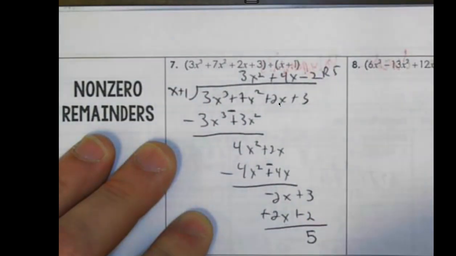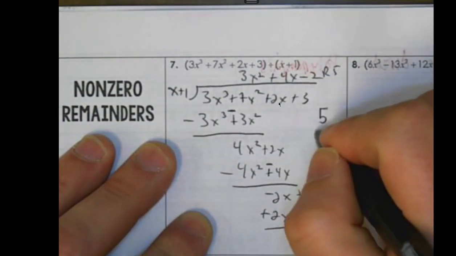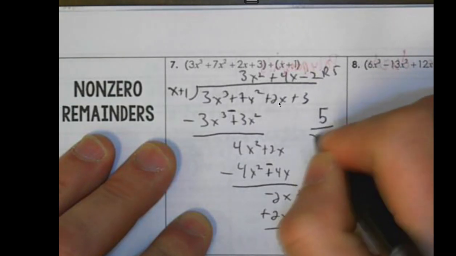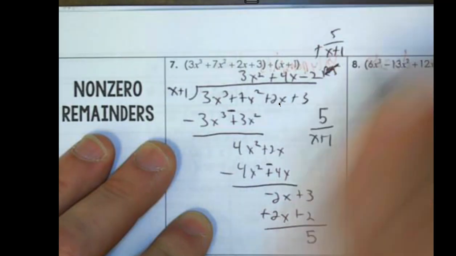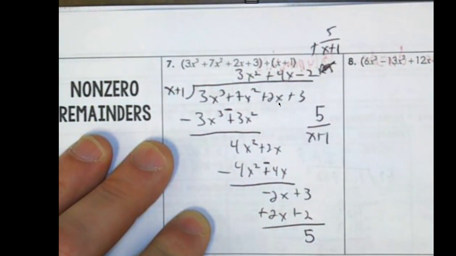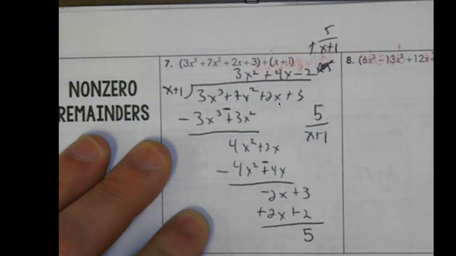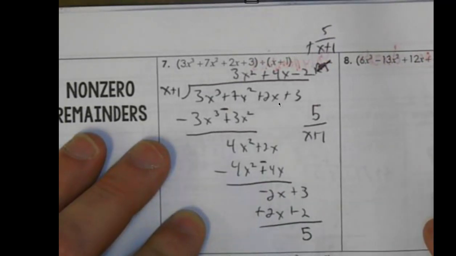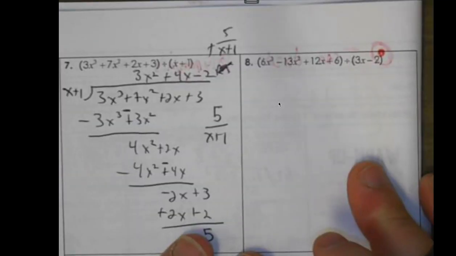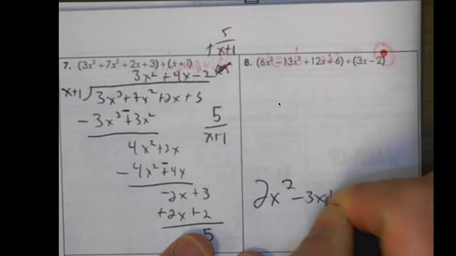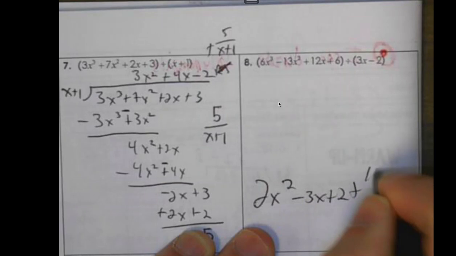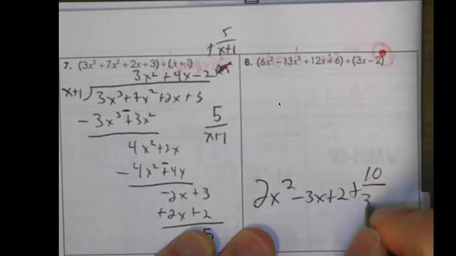But we don't do that. We actually write it as 5 over x plus 1. So instead of that, it would be plus 5 over x plus 1. That's how you write the remainder. You maybe did that in another class, probably 3rd or 4th grade. Go ahead, pause the video, and I'll tell you what the answer is to number 8. Number 8, you got 2x squared minus 3x plus 2 plus 10 over 3x minus 2.